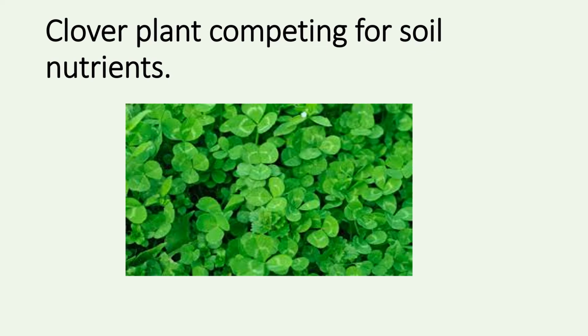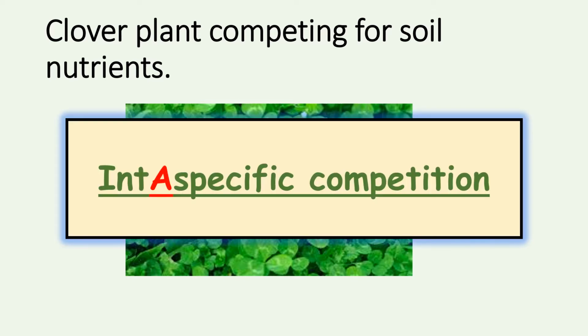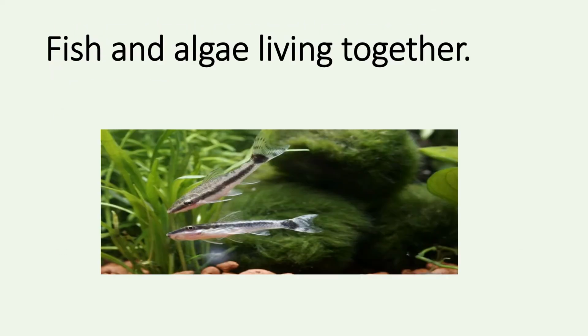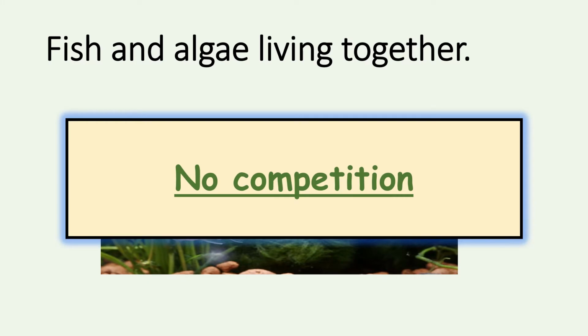What about a clover plant competing for soil nutrients? Would that be intraspecific competition or interspecific competition? So remember, write it down before I go over the answer. So the answer would be intraspecific competition because they're clover plants, they're the same species. What about a fish and an algae living together? So write down what you think this would be. So the answer would be that they're not competing at all because they're living together, not competing for anything.